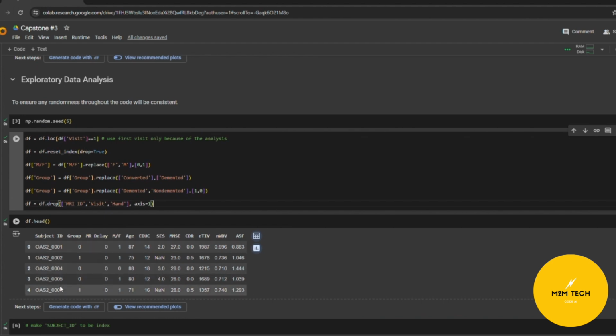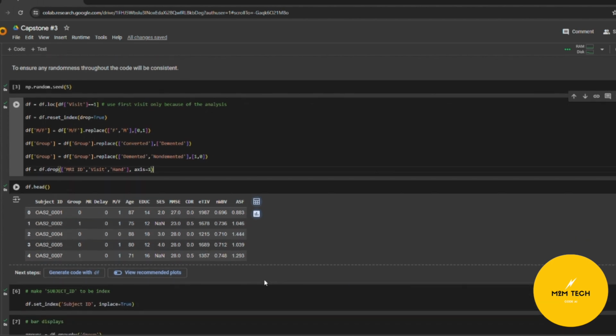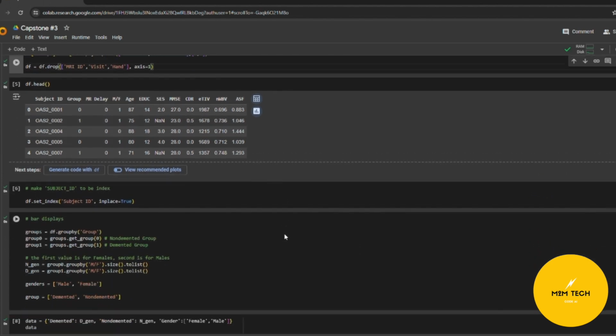So here is the resulting dataset that I am left with, in which I only have the subject ID, the group column, which now consists of 0 and 1, 0 being non-demented and 1 being demented, the gender column, in which I've given males 1 and females 0, and the rest as it was in the original set. I've also set the subject ID to be the index of this dataset.